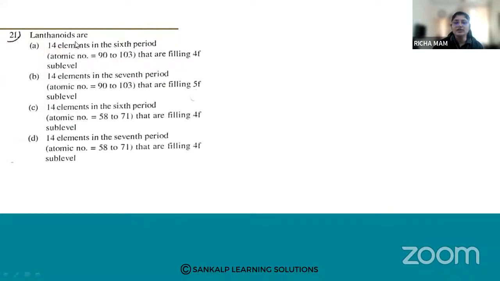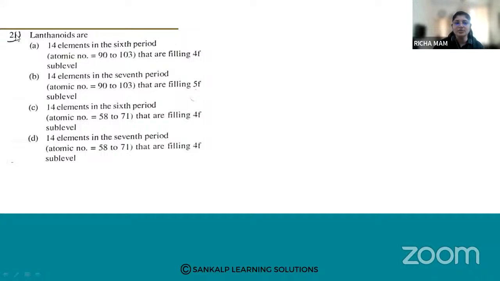Lanthanoids are. So what are lanthanoids? A, 14 elements in the sixth period with atomic number 90 to 103 that are filling the 4f subshell. B, 14 elements in the seventh period with atomic number 90 to 103 that are filling the 5f subshell. C, 14 elements in the sixth period, atomic number 58 to 71 that are filling the 4f subshell. And D, 14 elements in the seventh period with atomic number 58 to 71 that are filling the 4f subshell. Which is the lanthanoid series?